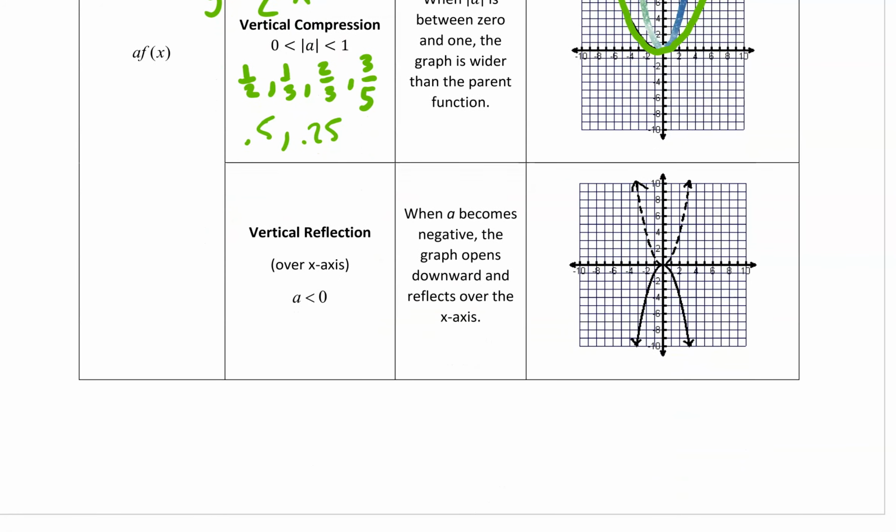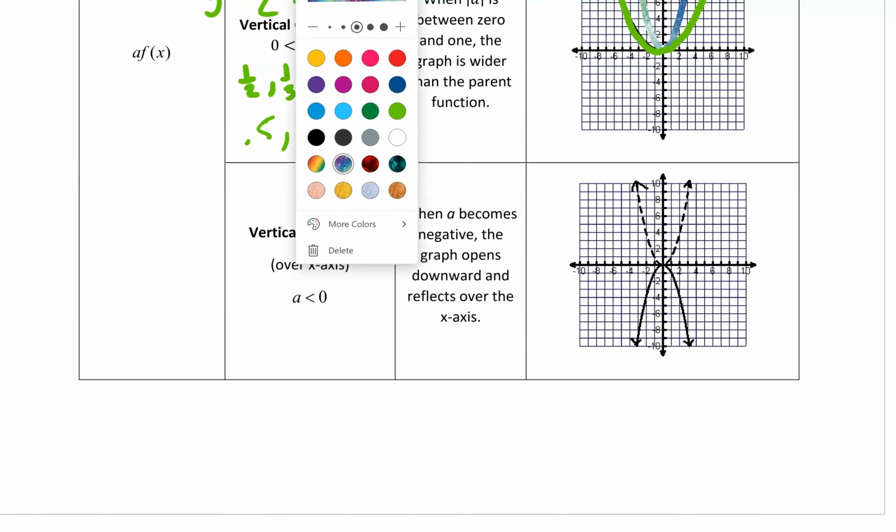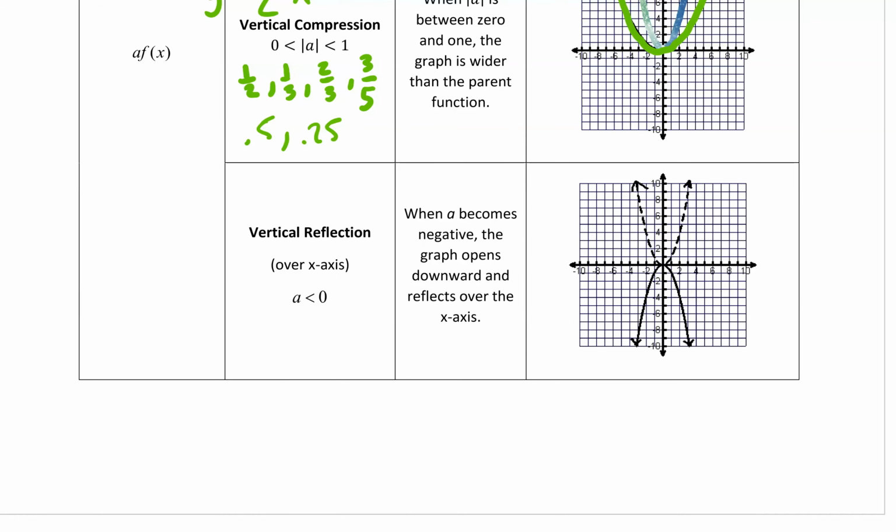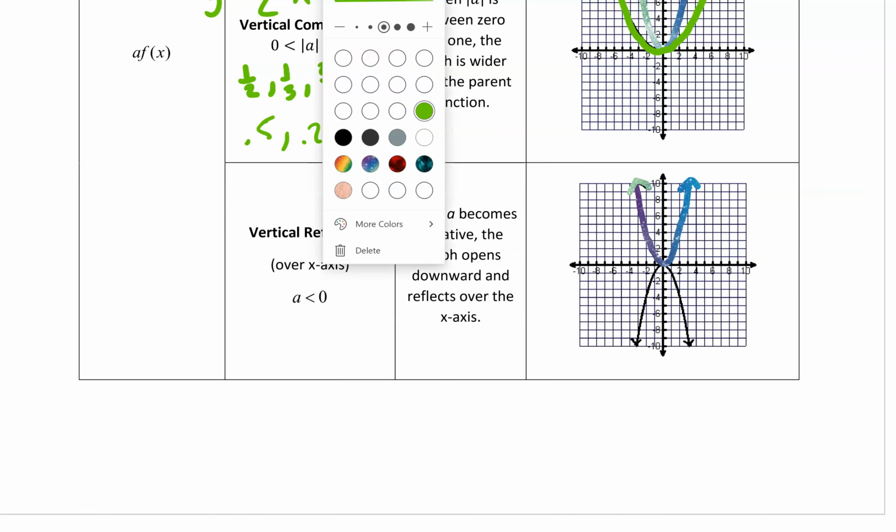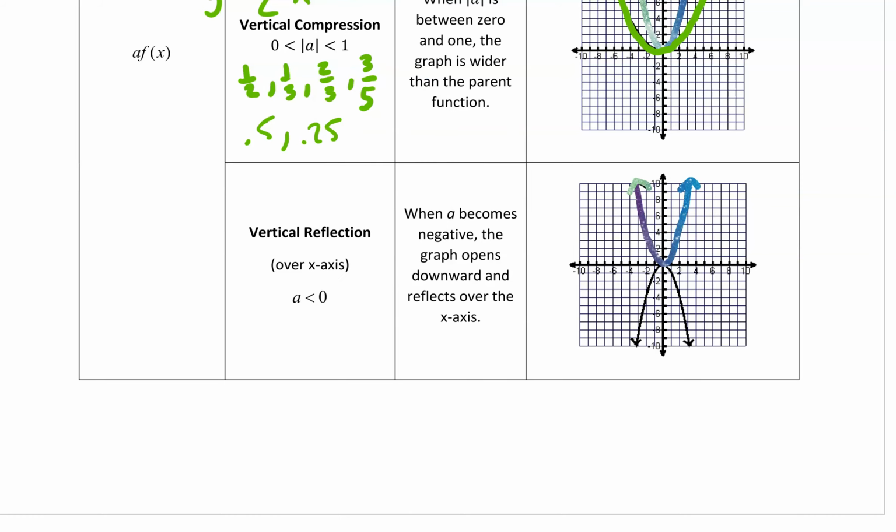And then finally, a vertical reflection. What happens on this graph is the value of a is negative. Let's find that parent function. Here's my rainbow parent function. And what happens on a vertical reflection is the value of a is negative. See, less than 0, what numbers are less than 0? Well, those are my negative numbers.